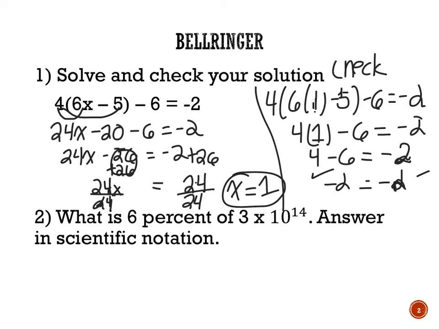Number 2, what is 6% of 3 times 10 to the 14th? Answer in scientific notation. So the first thing you need to do is put your calculator in scientific notation. Second, DRG, go to SCI, hit enter, and you're now in scientific notation.